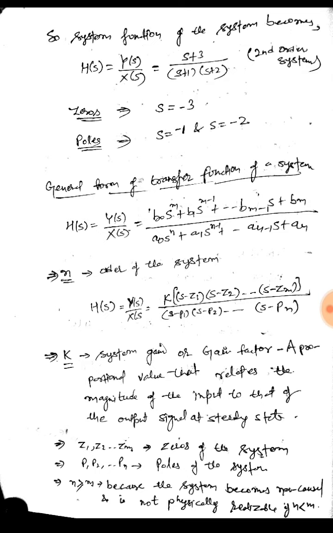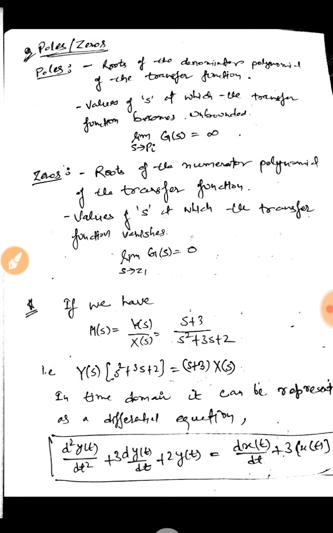Z1, Z2, Zm are zeros of the system. P1, P2, Pn are the poles of the system, where the value of the transfer function becomes infinite. And this condition I have already told you: n should always be greater than or equal to m if we need a causal system or a practical system, which will be a physically realizable system. Okay, so these are the conditions for the transfer function.